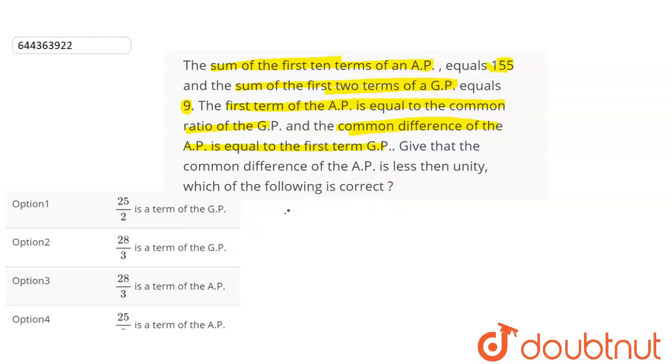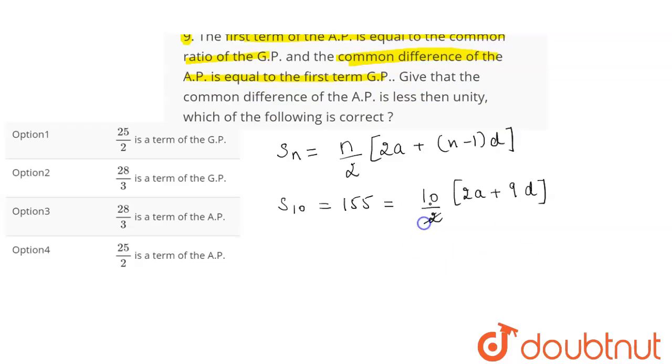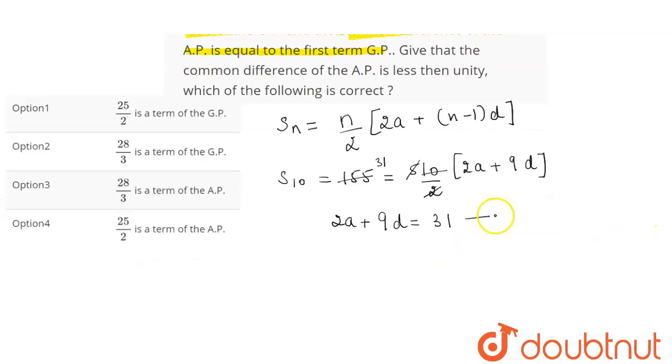Firstly, we are given the sum of 10 terms of the AP is 155. We have the formula Sn = n/2 (2a + (n - 1)d). Here the sum of first 10 terms is 155, which equals 10/2 into (2a + 9d). So this becomes 5, and if we cancel, this becomes 31. So 2a + 9d = 31. This is our first equation.